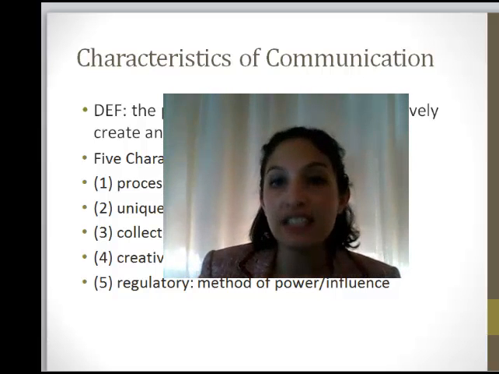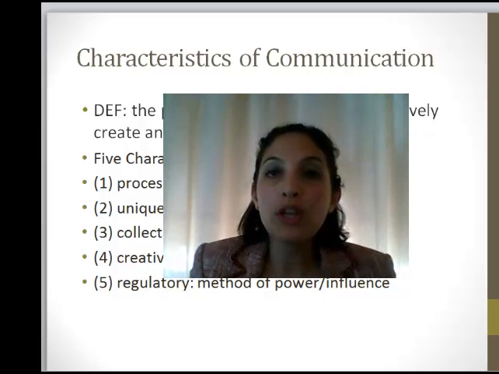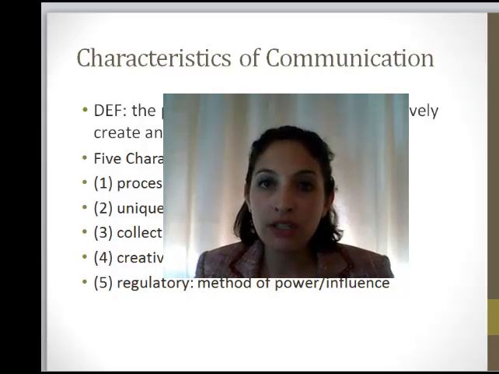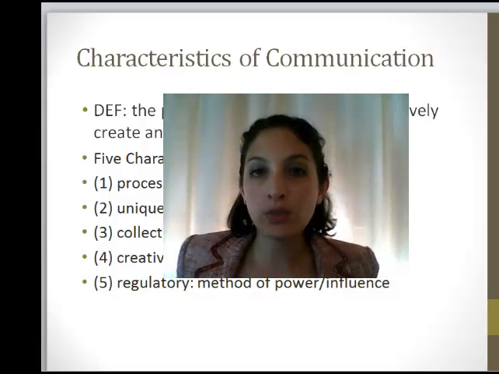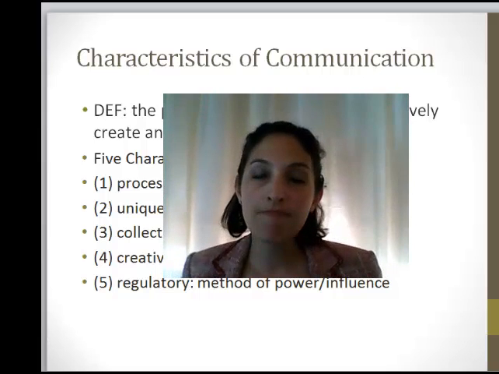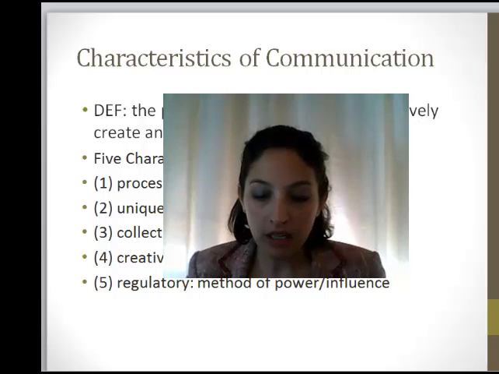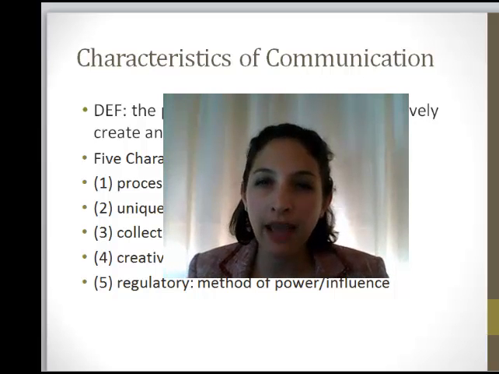It's a creative endeavor in that we create meaning as we go along. We add our own material. We can be abstract. We can be creative, and we're not constrained by concrete vocabulary that may not have an abstract concept.